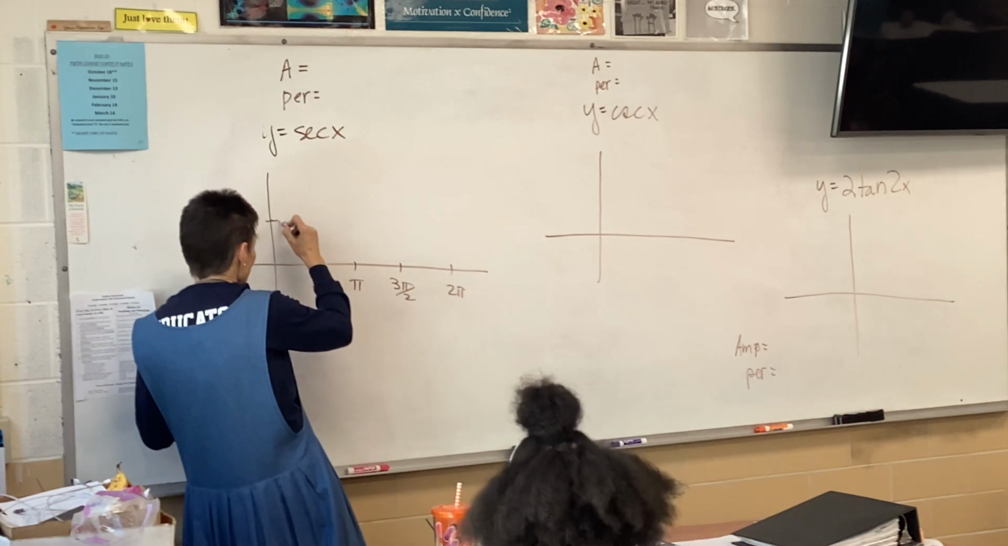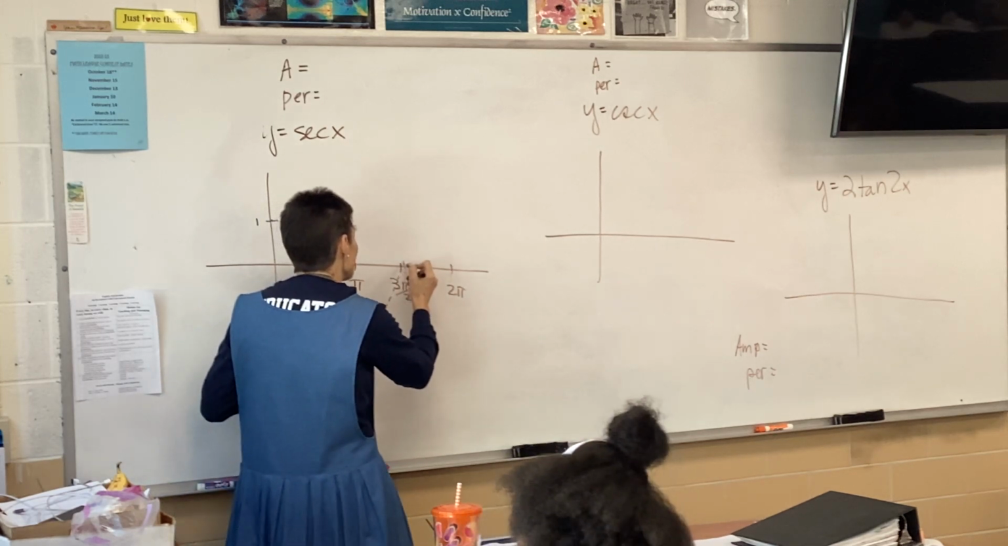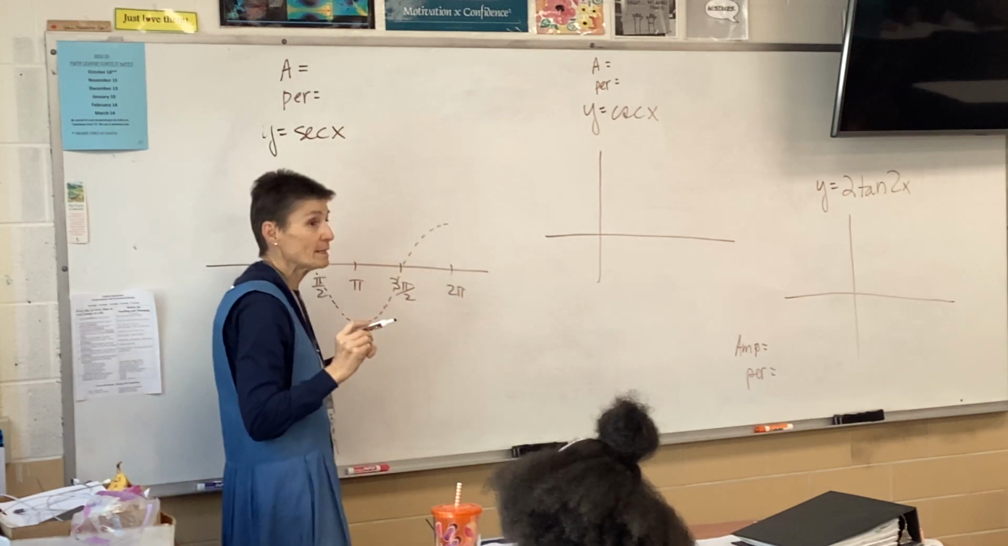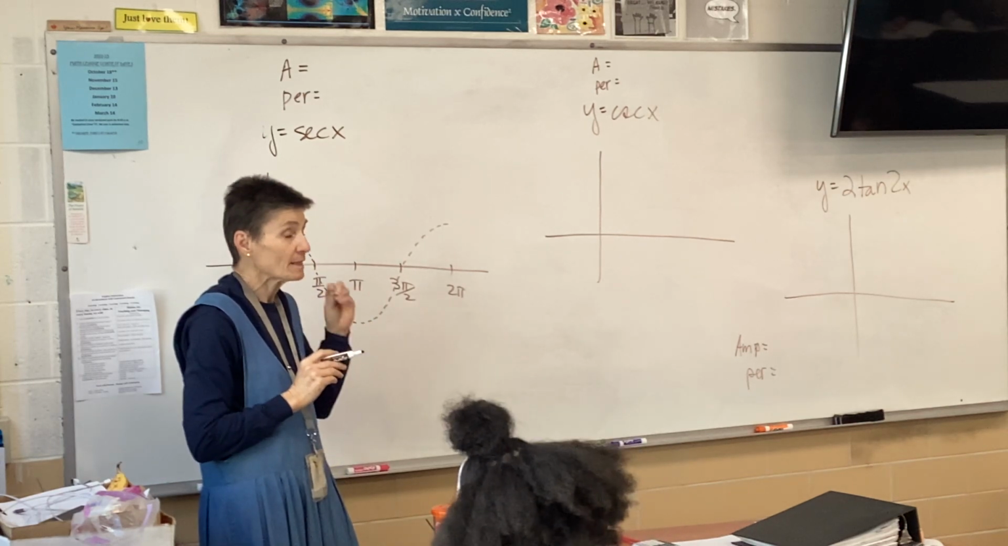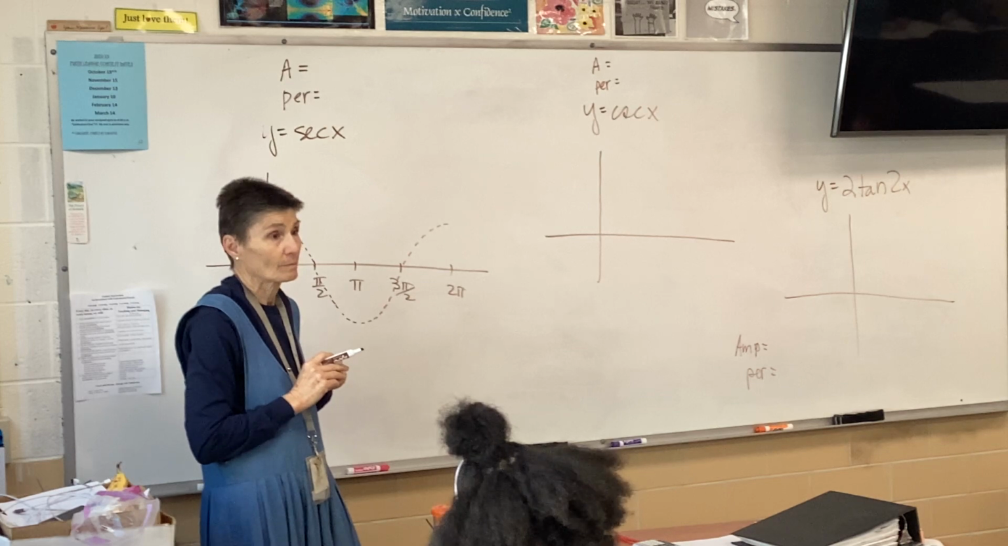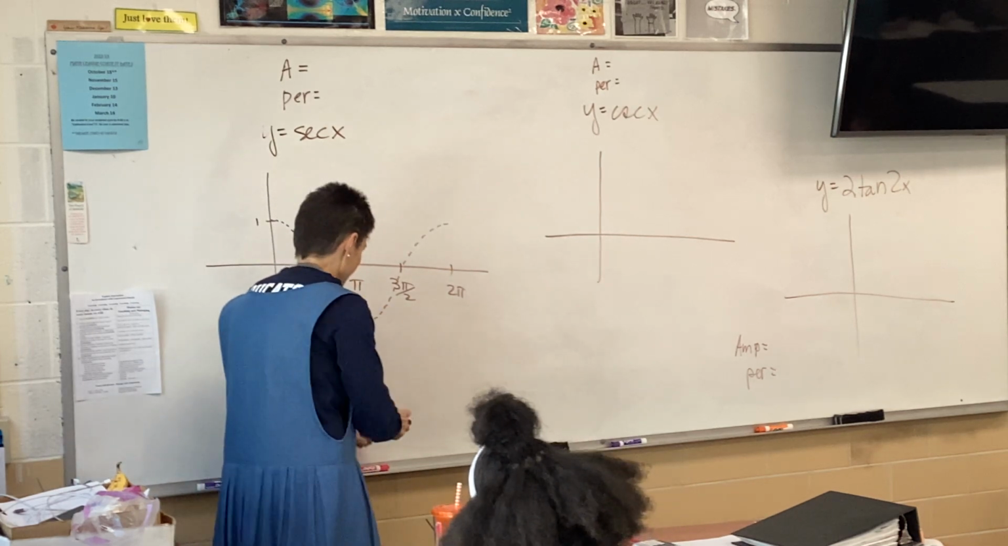So you know it starts up here. I'm going to use a dashed line. Now we should already know that. Some of you had that on your quiz. That is a cosine curve. Now, you're going to take the reciprocal of it.